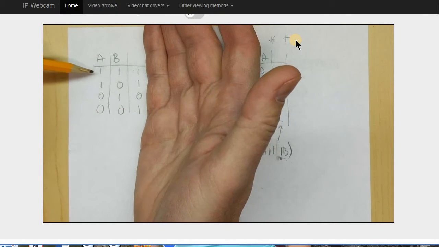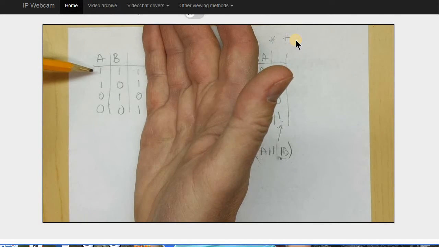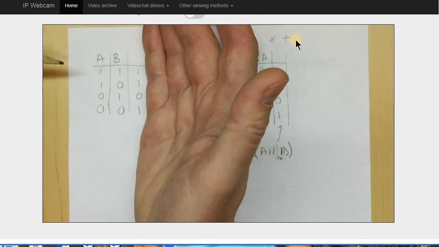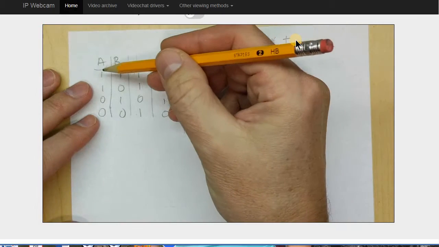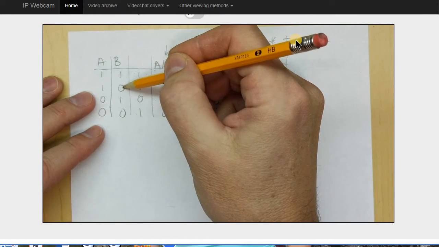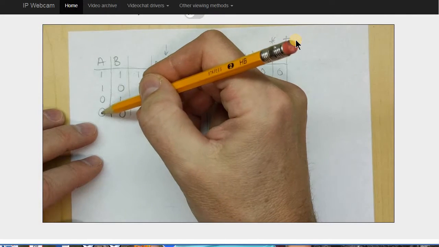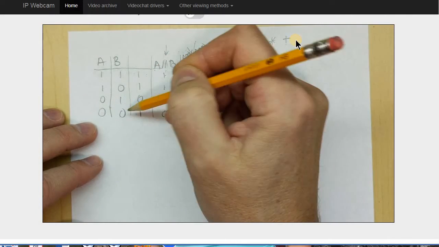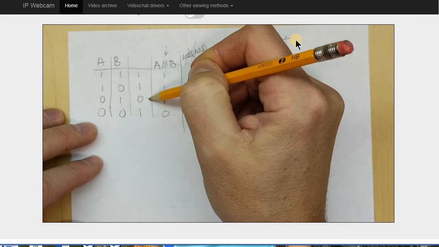And we can describe this truth table as being true whenever A and B is true, or when A is true and B is false, or when A is false and B is false. And we don't even bother with this one. We don't care when it's false.